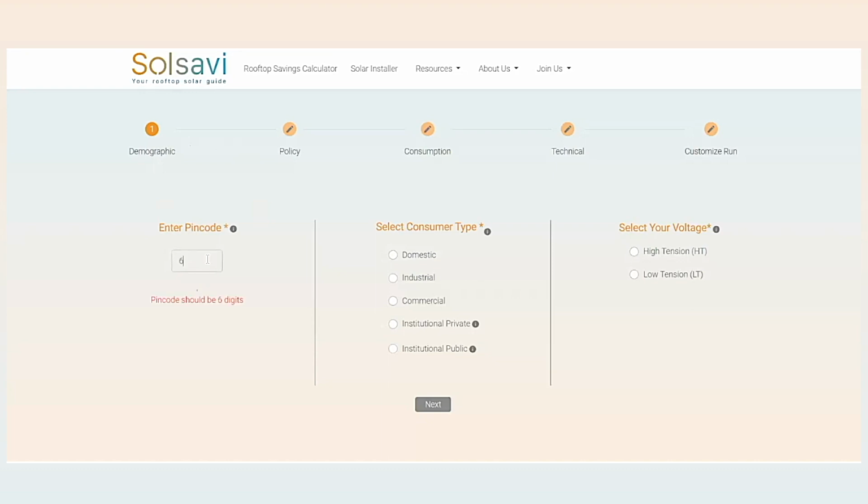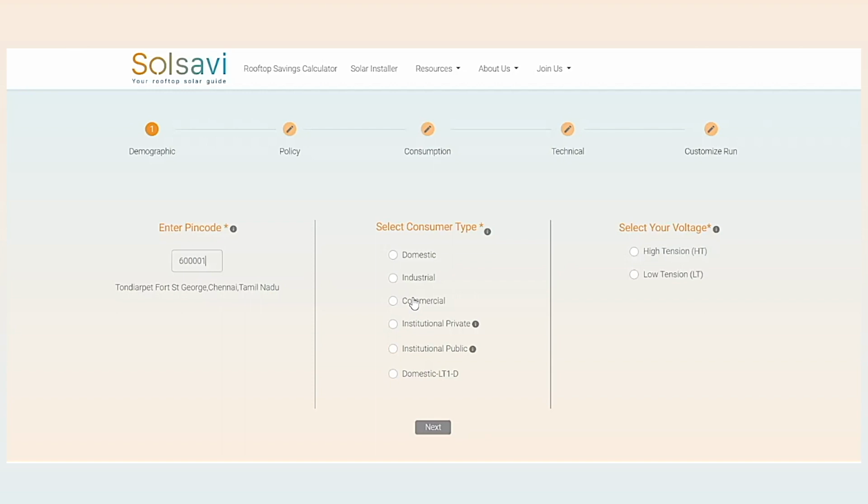Considering the pin code for Chennai, I put the pin code for Chennai and it gives me the details for where this pin code is applicable. So we ask you the pin code information. From the pin code information, we retrieve the weather information for that particular area, and the solar radiation in that particular area is obtained to do the further calculations for your rooftop solar system.